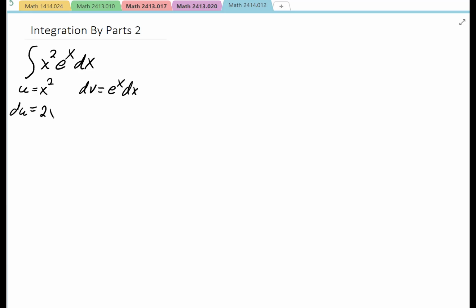du is going to be 2x dx. And the antiderivative of e to the x is just e to the x. Okay, so we plug this into our integration by parts formula, and we get u times v, which is x squared times e to the x, minus v times du. So 2x e to the x dx.